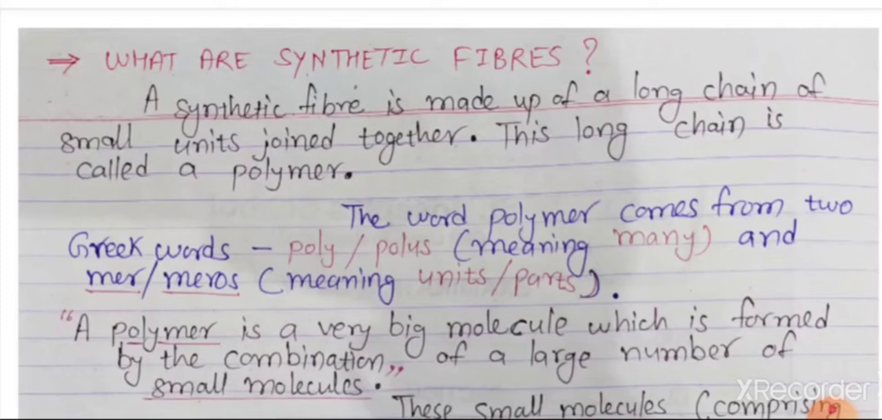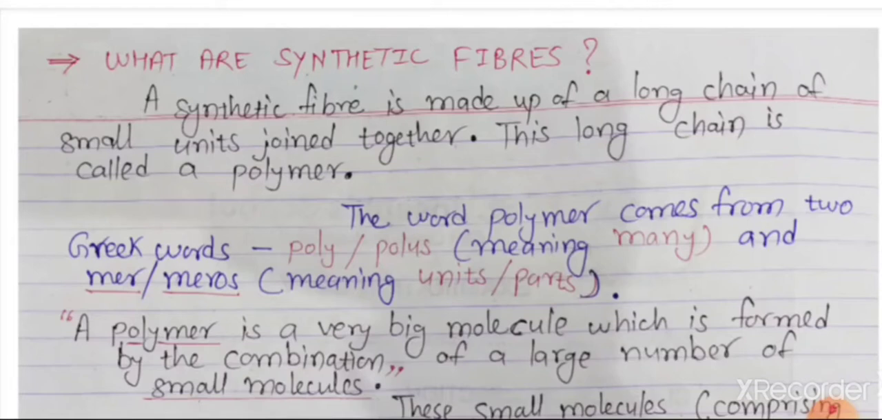जैसे हम गले में मोतियों की माला देखे हुए हैं, similarly small beads when they are settled in a chain, it looks like a long chain. Similarly, a synthetic fiber is made up of a long chain of small units joined together. This is a long chain and it's called a polymer.